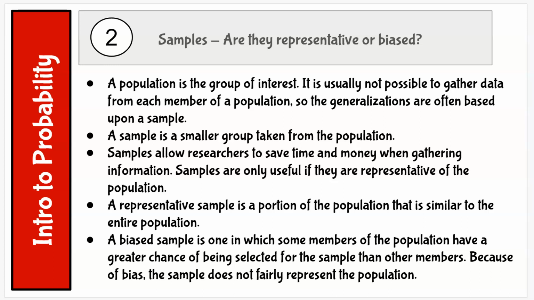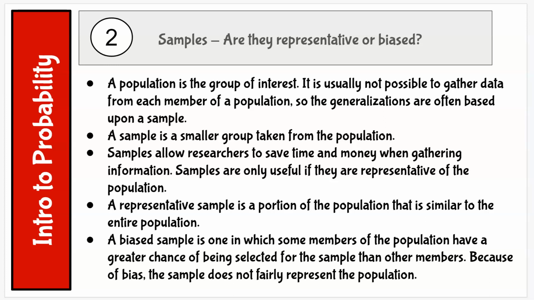There's no way to gather every single one of those responses, because how would you collect that? Would you call them? Would you email them? Would you mail them something? That's really hard. So what you might do is sample a smaller group and get answers from that smaller sample. Samples save us time. They allow us to gather information and then make a prediction for the whole population. But they're only useful if they represent the whole population.